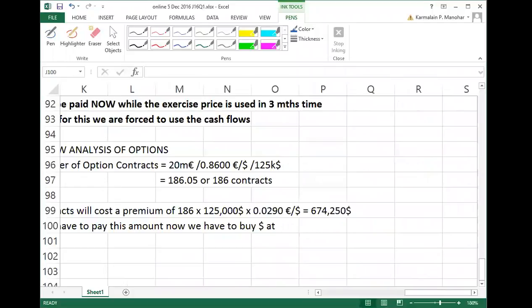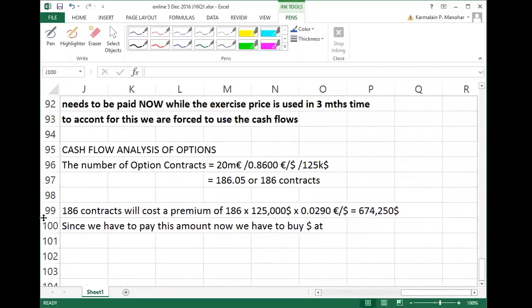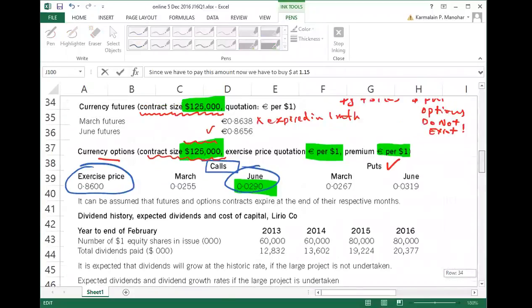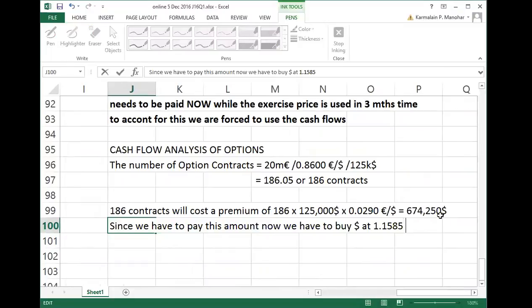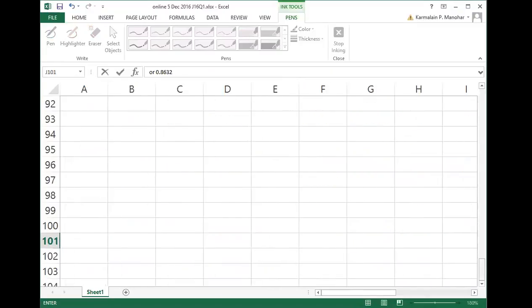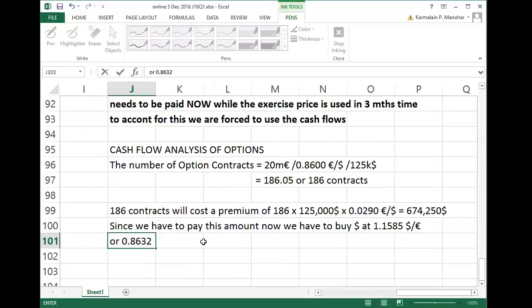We are going to change up the examiner's answers and say that we are buying the dollars at the higher rate of 1.1585. This was dollars per euro. Or as we converted it, 0.8632, was it? Yeah, 0.8632. No, euro per dollar.